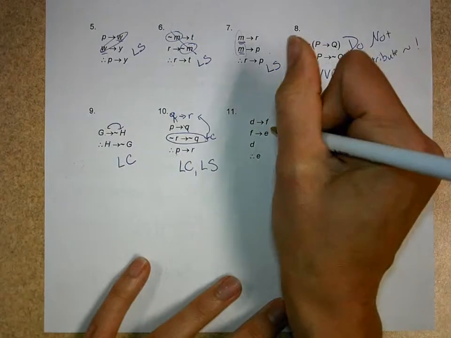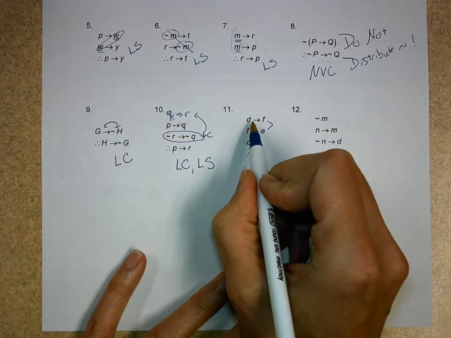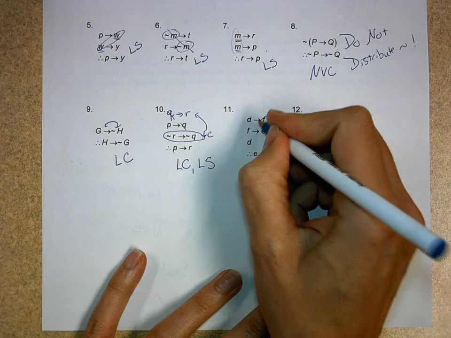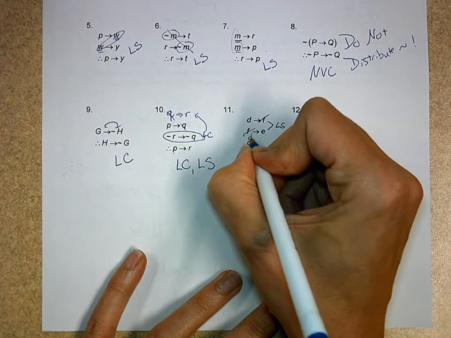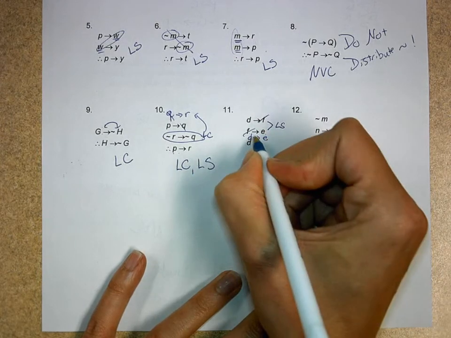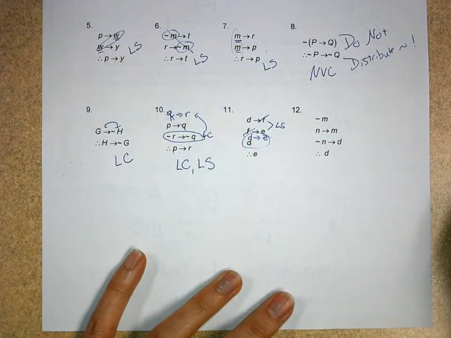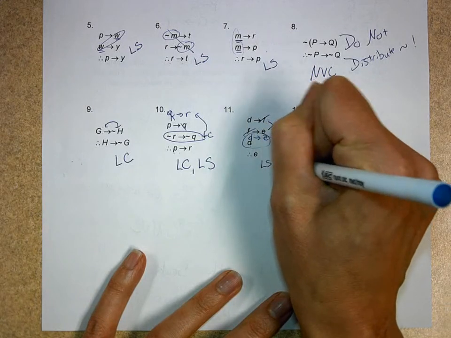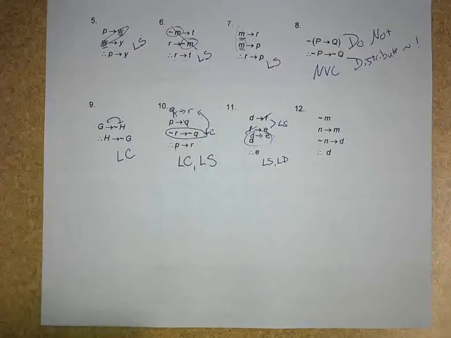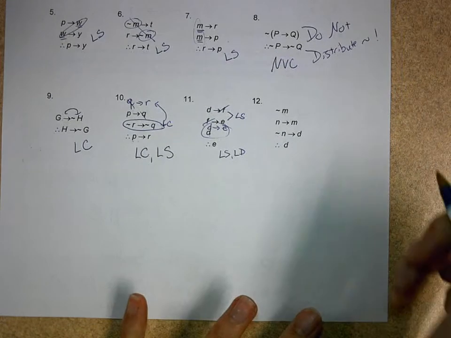Now look at the next one. Can I combine these two? You bet I can. I can totally go if D then F, F then E. I can use LS. What do I get when I do that? I get a therefore if D, then E. Oh, look, now I have a conditional statement and I have a hypothesis being repeated, therefore E. So I used LS and LD. Now, a person could also use, with this one, law of detachment twice.